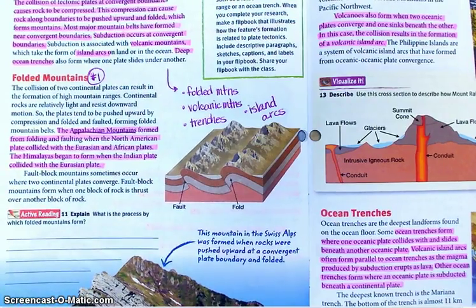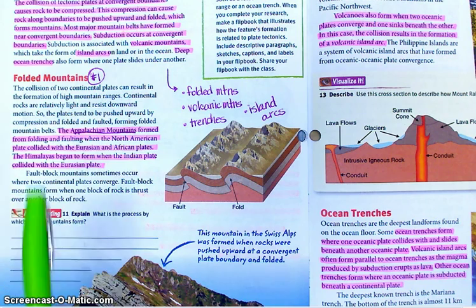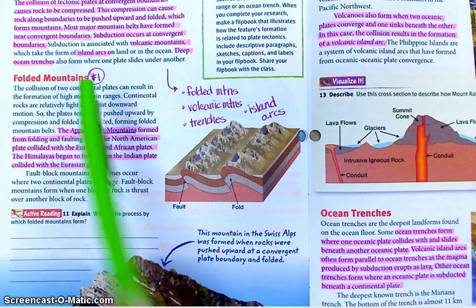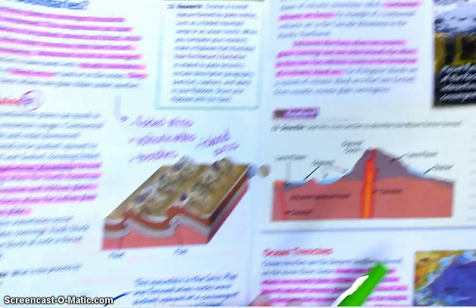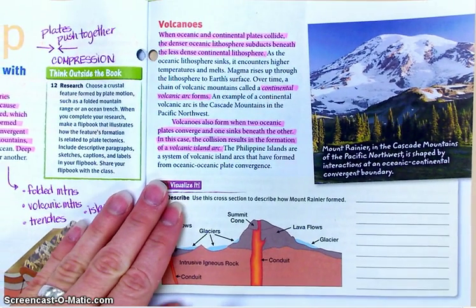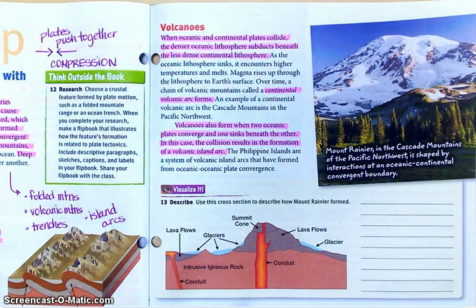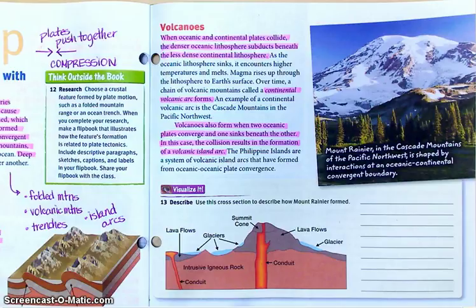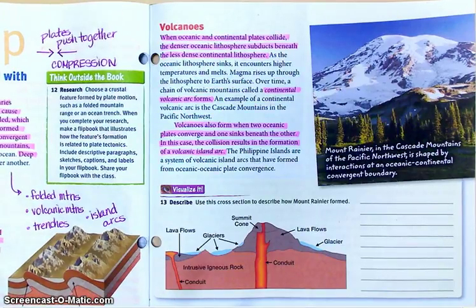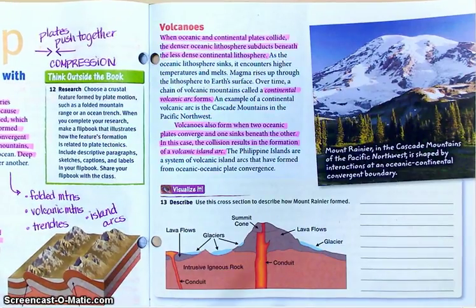Okay, so features for convergent boundaries. We've talked about folded mountains. We're going to talk about volcanoes next. When oceanic and continental plates collide, the denser oceanic lithosphere subducts, meaning it's pushed beneath the less dense continental lithosphere. As the oceanic lithosphere sinks, it encounters higher temperature and melts. Magma rises up through the lithosphere to the Earth's surface. Over time, a chain of volcanic mountains called a continental volcanic arc forms.